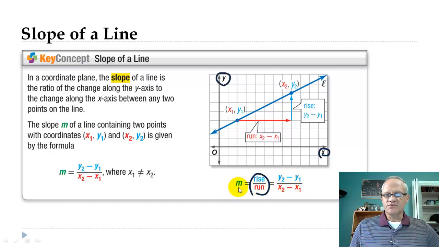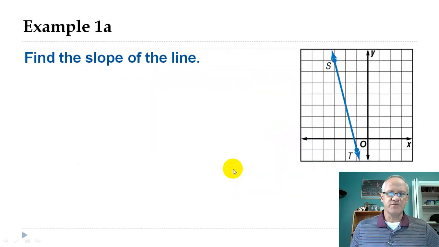By the way, whenever you see m, m is slope. So m is the variable that we use for slope. I don't know exactly why, maybe from the Latin word for mountain or something. It could very well be. I don't know. I'm moving on. Let's look at a few examples here.